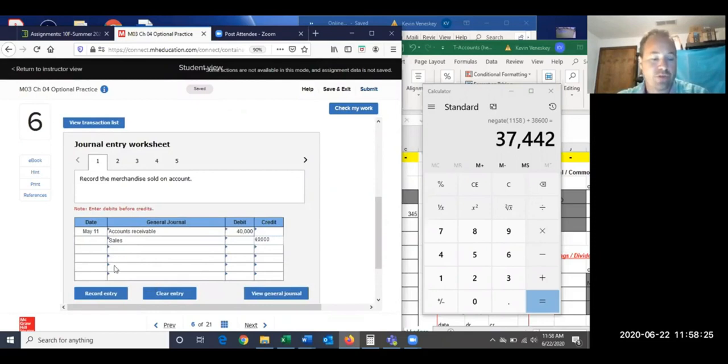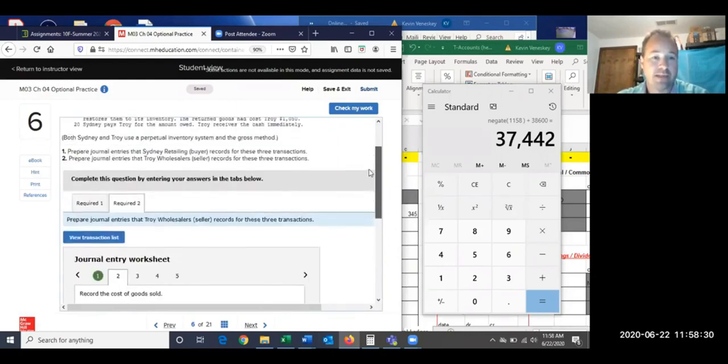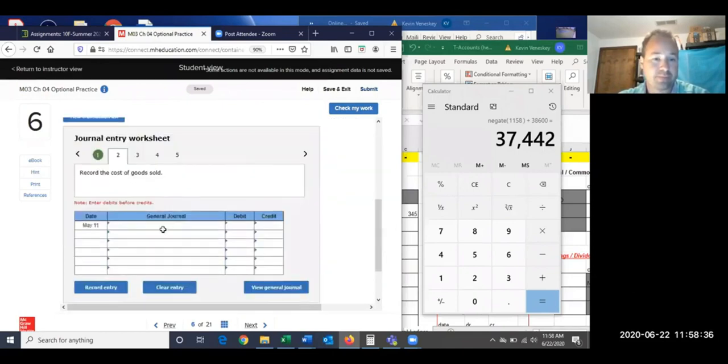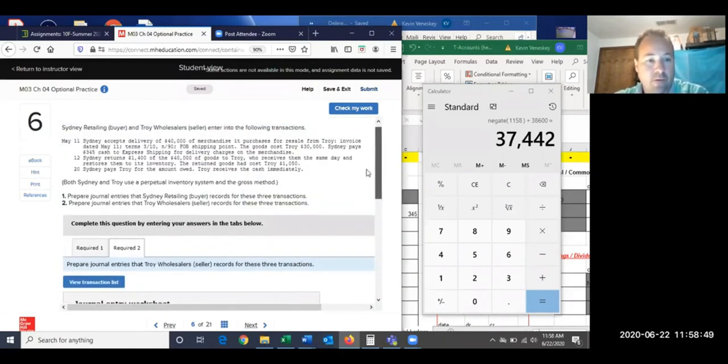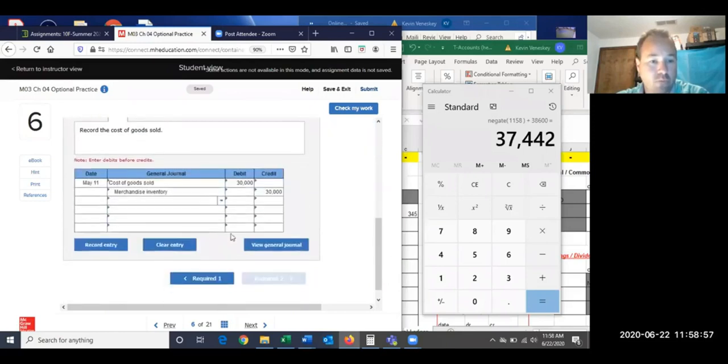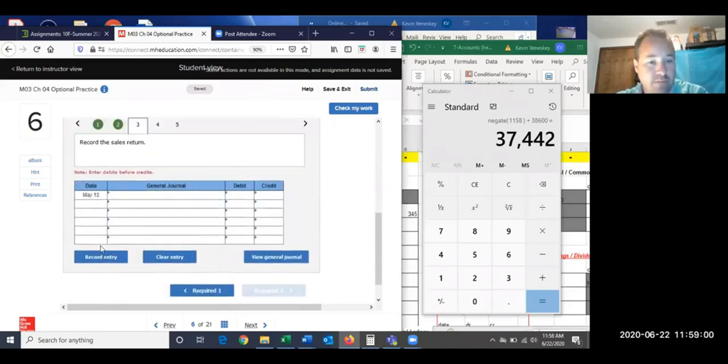And then it's going to say, okay, once you've done that, now we got to record the cost of those goods going out. And it tells me in the problem that the cost of those goods was 30 grand. So my cost of goods sold, 30. And merchandise inventory, 30 grand. The 345 shipping doesn't affect us at all because that's something that only Sydney and the shipping company were dealing with. So we don't have to put that in anywhere.